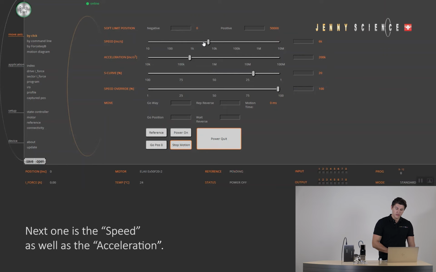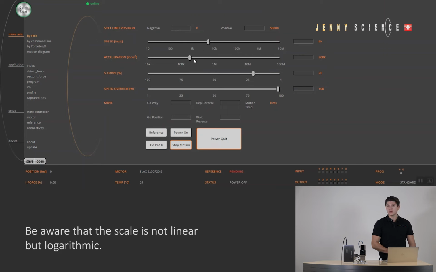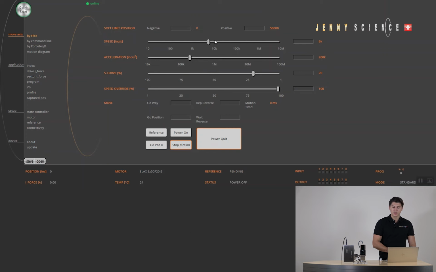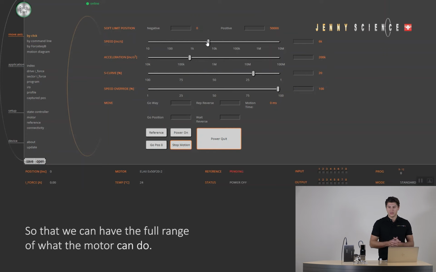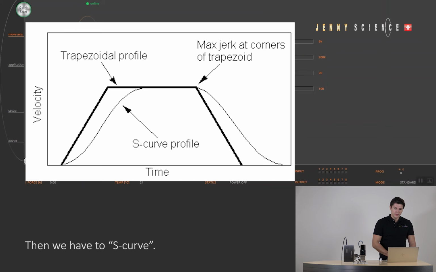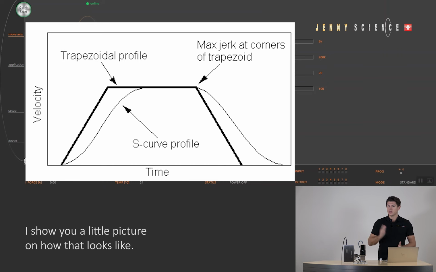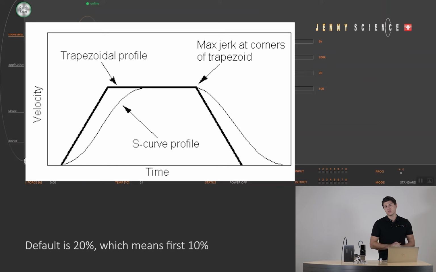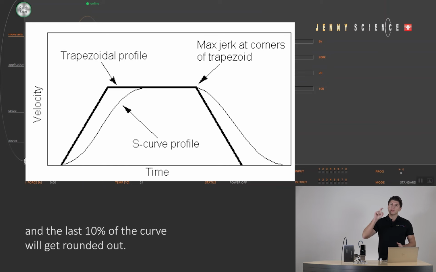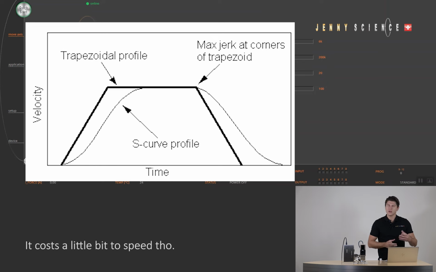Next one is the speed, as well as the acceleration. Be aware that the scale is not linear, but logarithmic, so that we can have the full range of what the motor can do. Then we have the S-curve. The S-curve is just a rounding of the acceleration curve. I show you a little picture on how that looks like. Default is 20%, which means the first 10% and the last 10% of the curve will get rounded out. It costs a little bit of speed though.